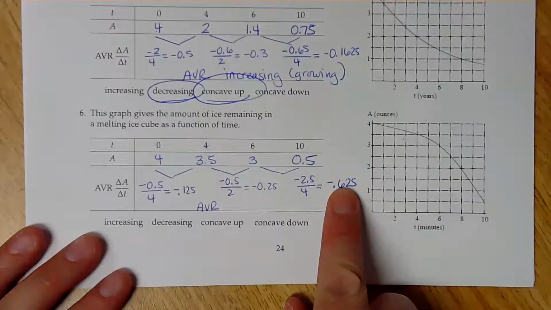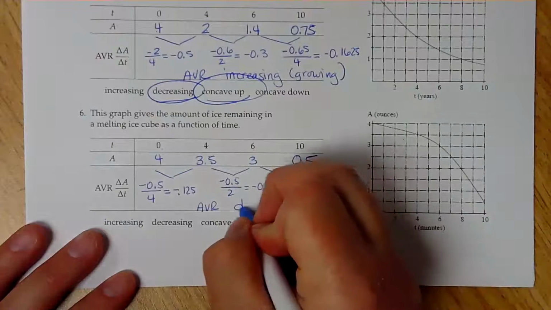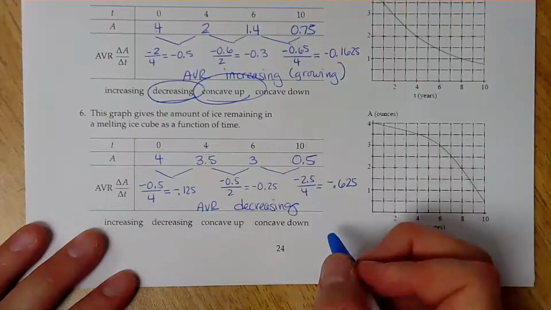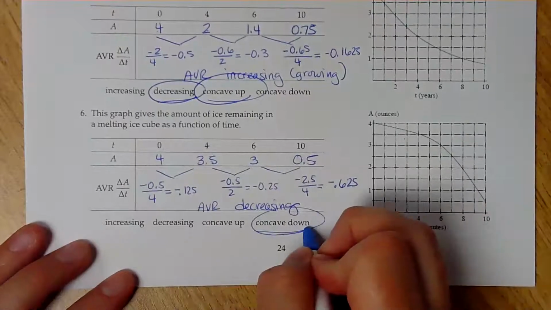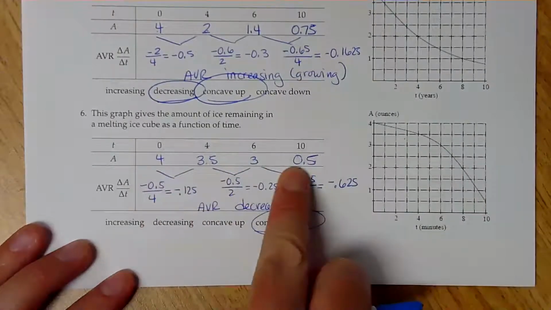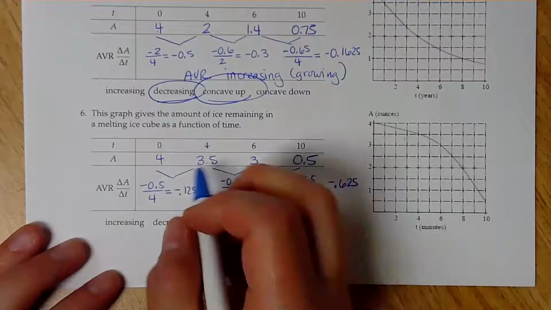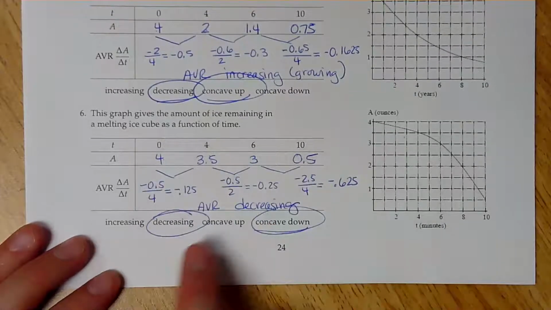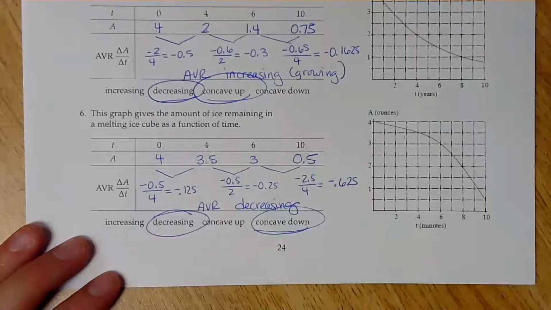So those AVRs are getting more and more negative. So my AVR is decreasing here. And if that's the case, my average rate of change is decreasing. I have concave down. And these dependent variable values are all getting smaller from the one before, so decreasing. The decreasing concave down on the melting ice cube.